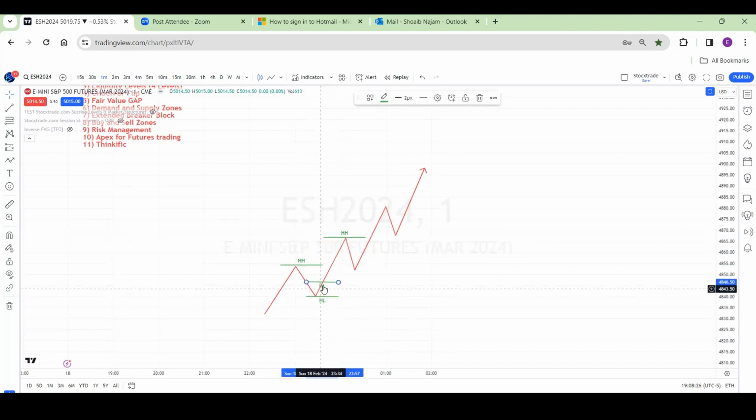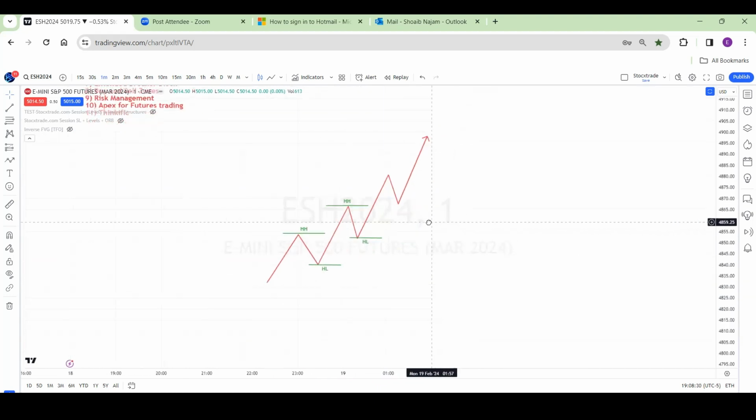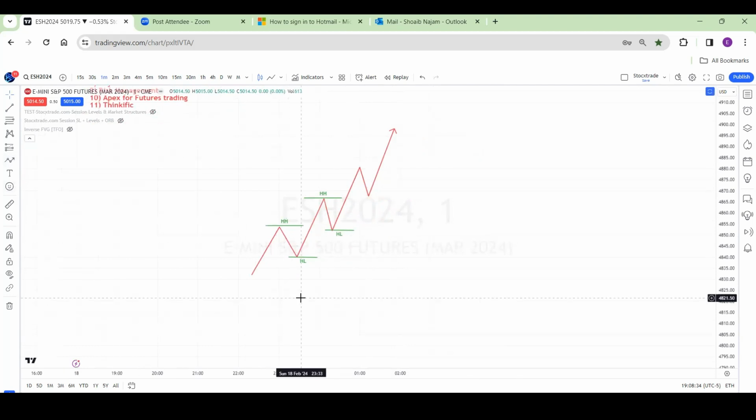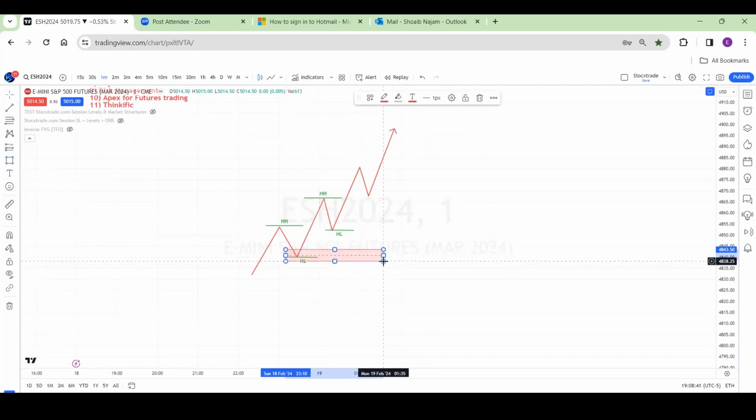And what is the benefit of these higher highs and higher lows? Basically, these are the potential areas. Not every time, but most of the time, these are the potential areas where you can plot your demand zones. So what is the demand zone? Basically, the demand zone is the last candle before the reversal.